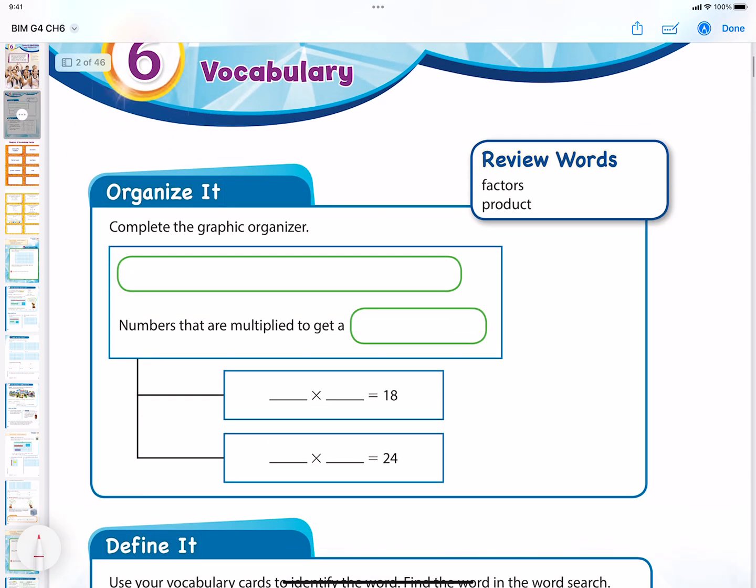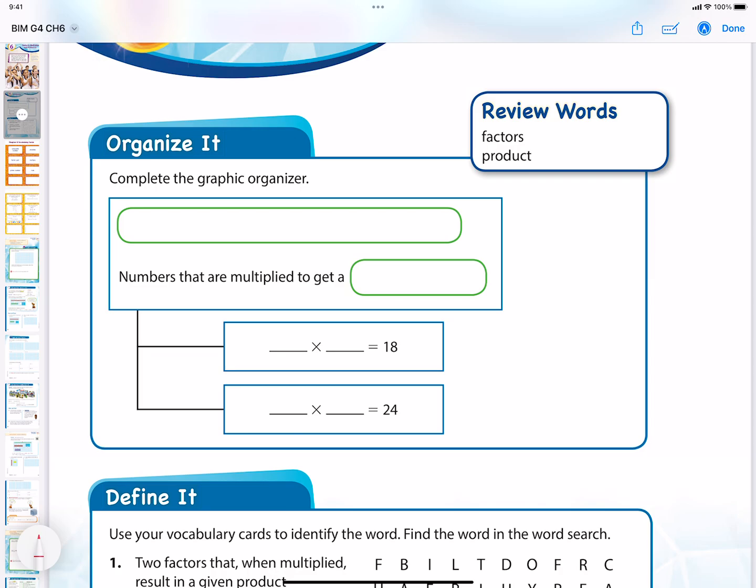Okay, so this is our vocabulary. This is something that we know already. So review words are what? Factors and product. So let's complete the graphic organizer here. Numbers that are multiplied together, what? Yes, when you multiply two numbers together, you can get what? Product. Yes.